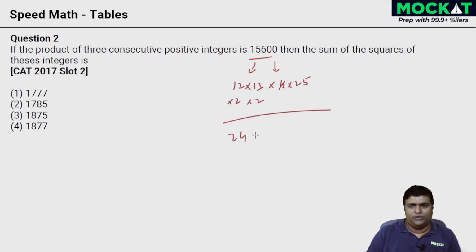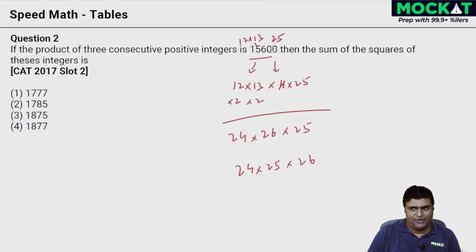And what do I get? I get a 24 into 26 into 25, or I can rewrite it as 24 into 25 into 26. Right? So if you can relate to this, 156 over here is 12 into 13, and 100 over here is 10 into 10, but it's not consecutive.